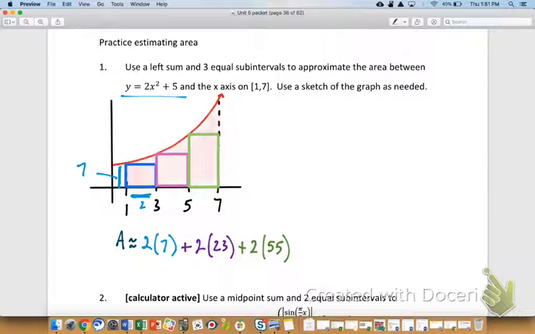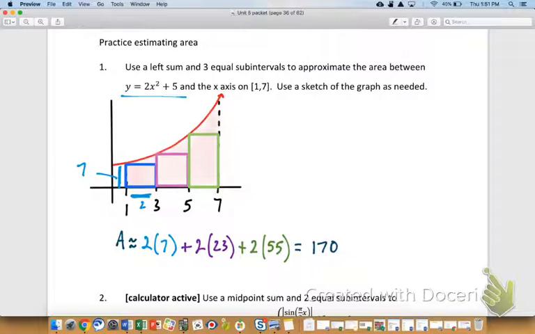Okay, so then you can wrap this up by doing a little addition. 14 plus 46 is 60. I got 170. You guys get the same thing? Honestly, I think I did that right, but I'm hoping I did. We all on the same page?